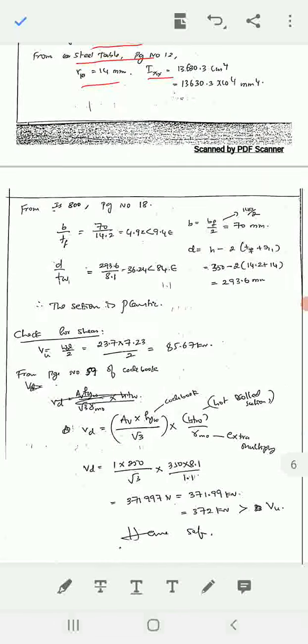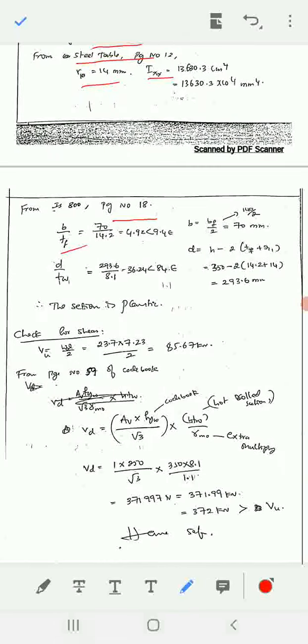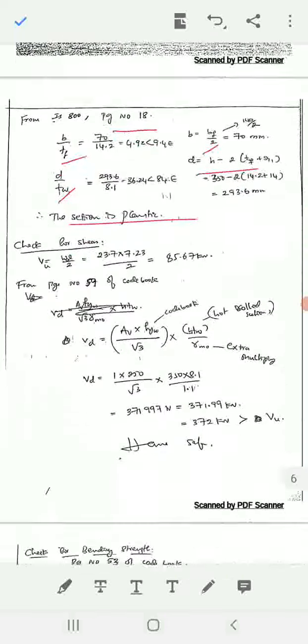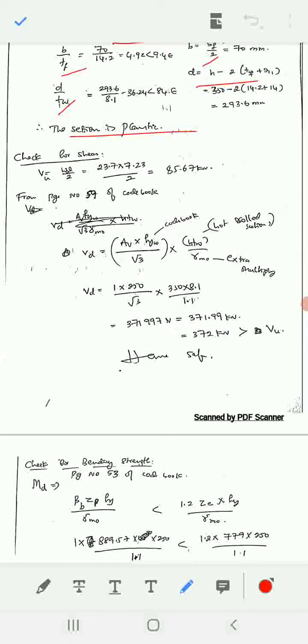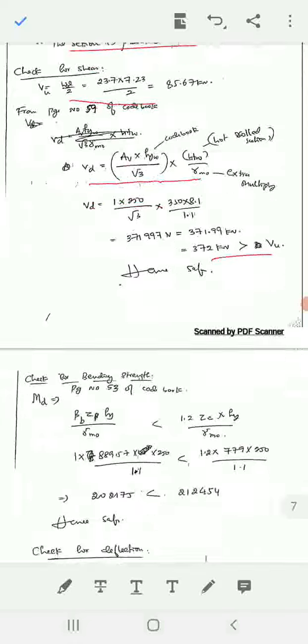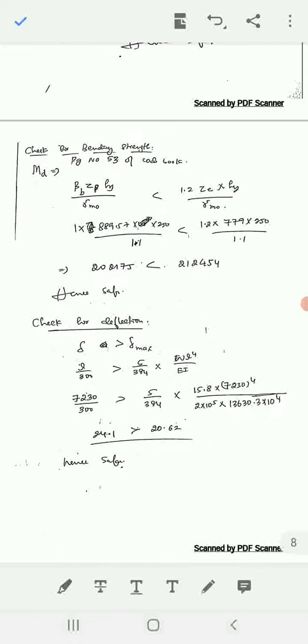Same way you have to go with the page number 18, where we have to find out B by TF and D by TW. B is BF by 2 and D has a separate formula. The condition is satisfied here, the section is plastic. So now we have to go with the check for shear. We use WL by 2. Then you have to go with the page number 59. Then you will get the same way, continue with the bending strength and check for deflection also.